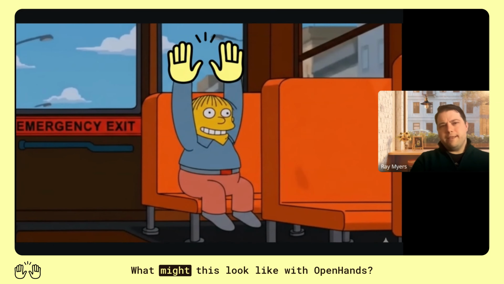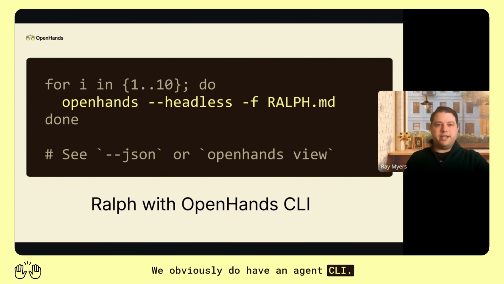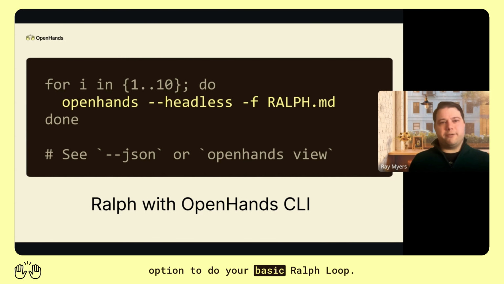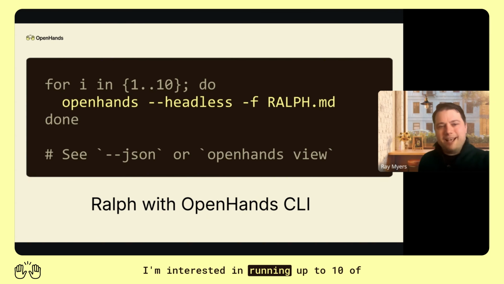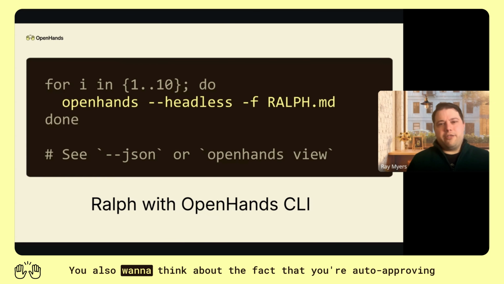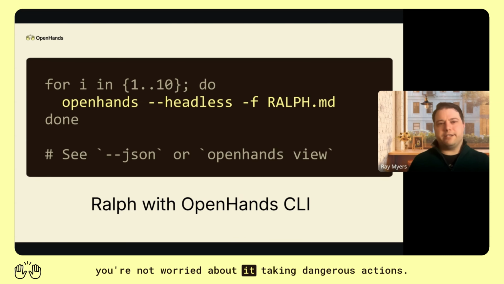So what might this look like with OpenHands? We obviously do have an agent CLI. You can use our headless option to do your basic Ralph loop. I recommend putting in a little iteration limit. I'm interested in running up to 10 of these sessions, or whatever it may be, put some kind of safety on it. You also want to think about the fact that you're auto-approving in headless mode, and run it in a context in which you're not worried about it taking dangerous actions.